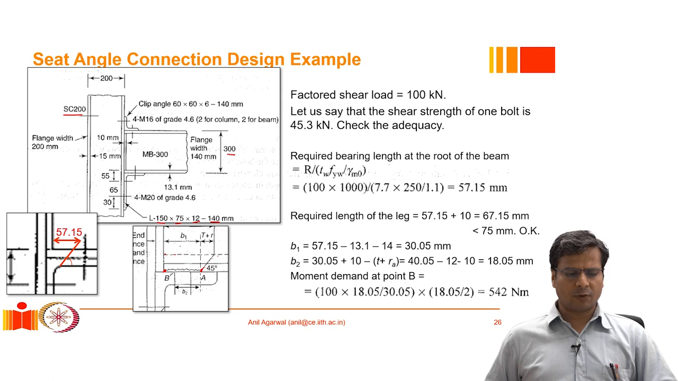So let's try to first find out how much is that length over which this stress should be distributed so that we don't have a crippling failure of the web. So that length will be B1 plus T plus R. So let's try to find out that.